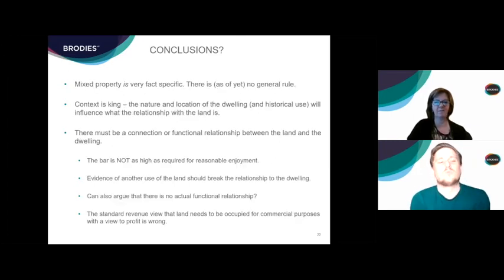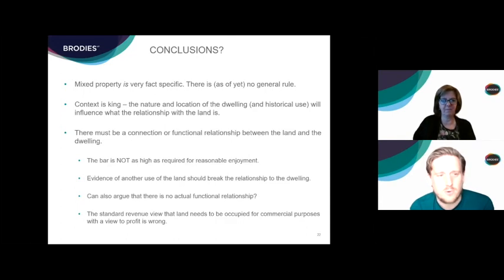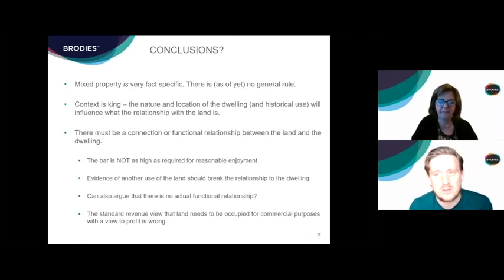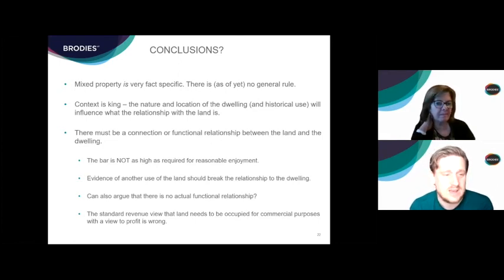What conclusions would I draw from this? First of all, mixed property is very fact specific, and there are as of yet no general rules about, for example, what acreage pushes something into non-residential. And I doubt that there will be, because clearly context is incredibly important here. You have to look at the actual dwelling, the actual houses at the center of this, and establish what the relationship of the land to that house is.